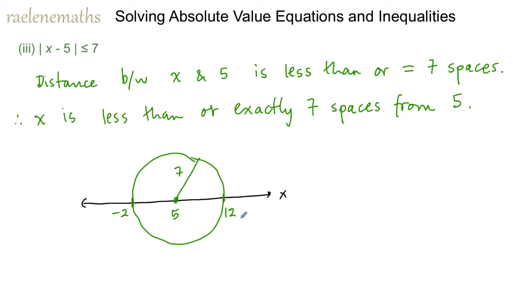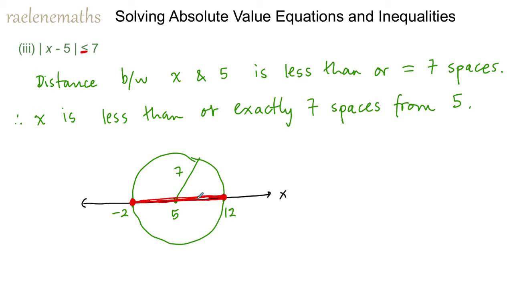Now our question is asking us to find the x values that are less than 7 spaces from 5 or exactly 7 spaces from 5. So to be exactly 7 spaces from 5, x could either be at negative 2 or 12 again, because we do have an equation here. But we also want x to be any point on the number line which is less than 7 spaces away, meaning inside the circle.